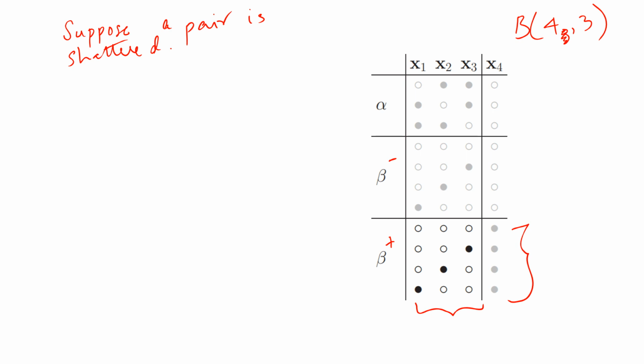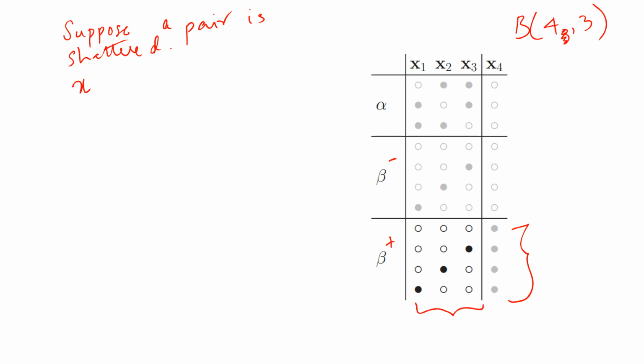Let's say x4 combined. That's not possible because we started with B(4,3), right? So that is impossible, which means that my beta positive will not shatter any 2 points. Let me actually show you what I meant, right?